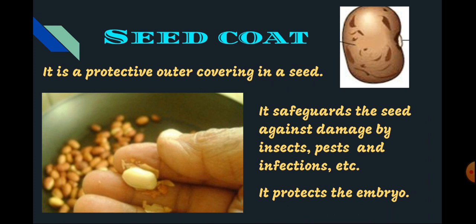So now, can you tell me what the functions of the seed coat are? Yes, the seed coat is a protective outer covering of a seed. It safeguards the seed against damage by insects, pests, and infections, etc. It also protects the embryo.